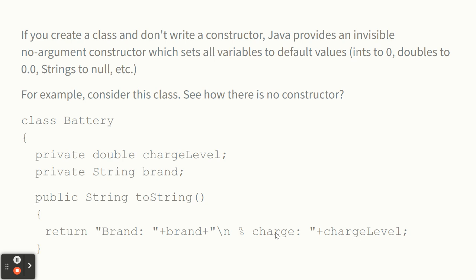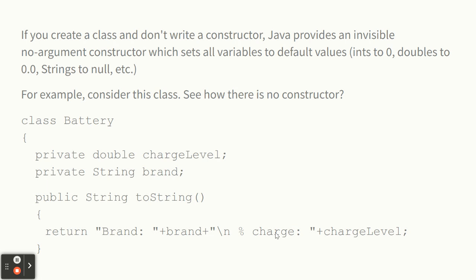If you create a class, separate topic, and don't write a constructor, Java provides an invisible constructor that sets all the variables to the default values. So ints go to 0, doubles go to 0, strings go to null. Booleans, I forget. I think false.